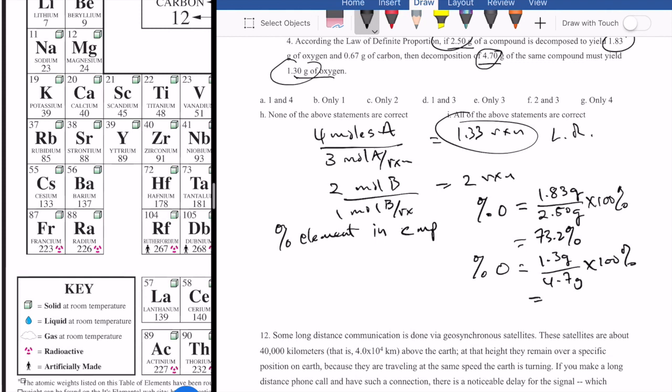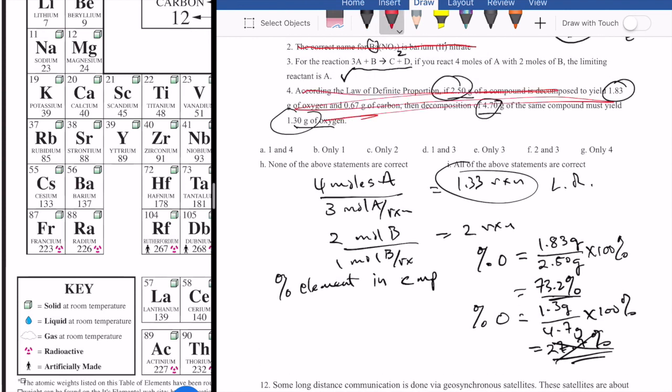And if you do that calculation, that's only 27.7%. So it's way different than that actual number. So that means that the fourth one is also wrong. So the only one that's correct is number 3. So that means that our answer is E right here.